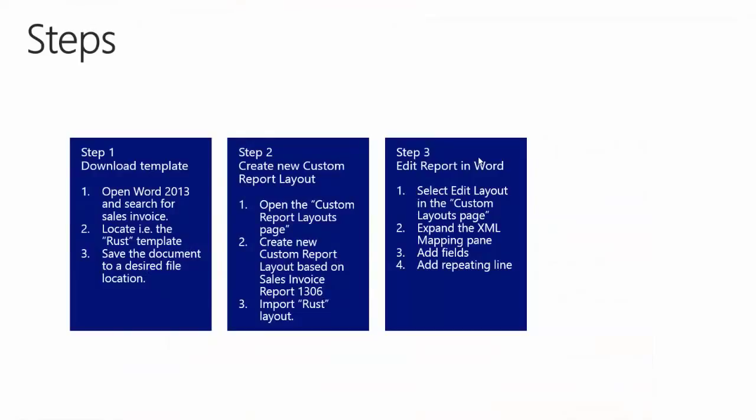Edit the template in Word. We will select Edit Layout in the Custom Report Layout page. We will then insert the content control, for example the company address and line item. We will expand the XML mapping pane found in the Developer tab. In a previous video I explained how to enable the Developer tab, so I will not explain here how to enable this. To add the field, we need to right click and select Insert Content Control, and then we'll choose Plain Text. For the line table, we will need to right click and select Insert Content Control, and then choose Repeating.